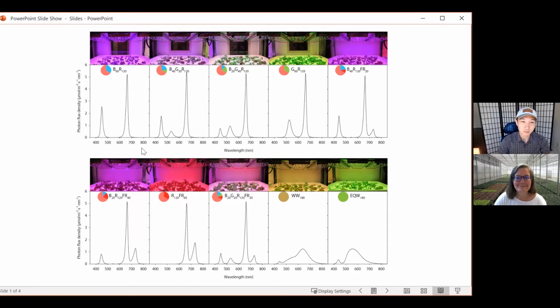Okay, now let's talk about the treatment design. I had a blue and red treatment as a control. Additionally, I substituted blue light with green light or far red light at 20, 40, or 60 micromoles while keeping the total photon flux density and red light the same across all treatments. I also delivered a treatment with equal blue, green, and far red light. Lastly, I included two white LED treatments with different spectral distributions that covered a broad range of wavelengths.